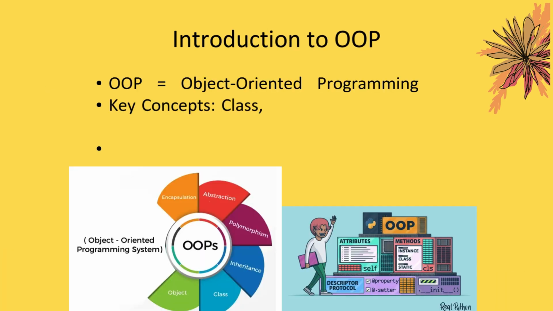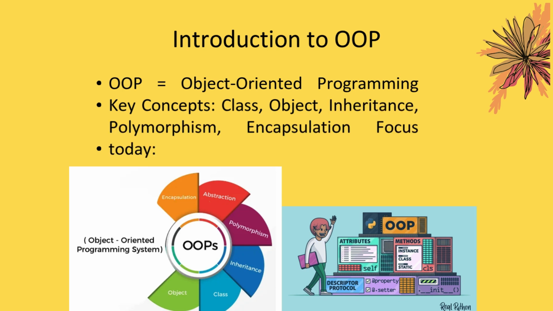Let's begin with a simple question. What is OOP? Object-oriented programming is a programming style where everything revolves around objects, real-world models that contain both data and functions. The five pillars of OOP are class, object, inheritance, polymorphism, and encapsulation. Today we will focus on just the first two, class and object, the building blocks of everything else.